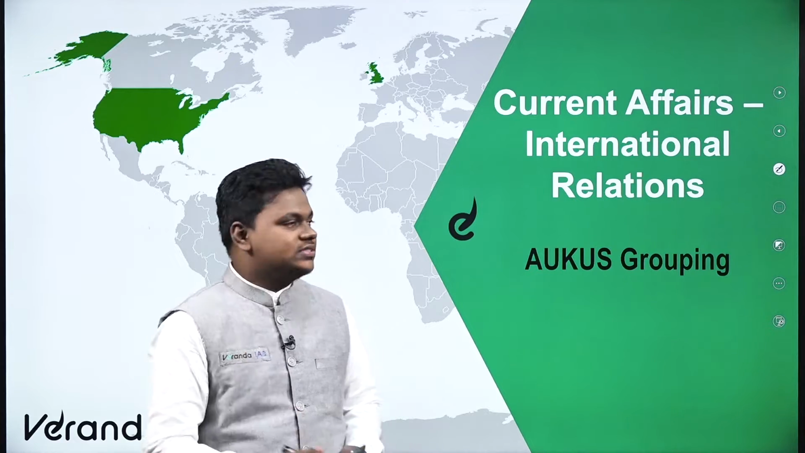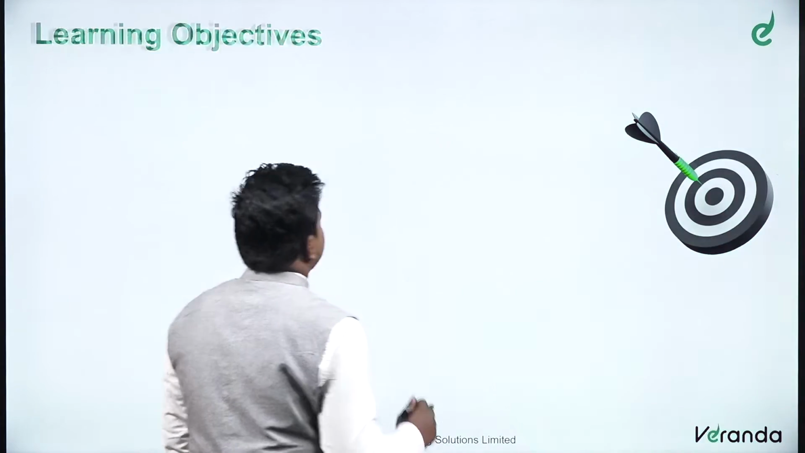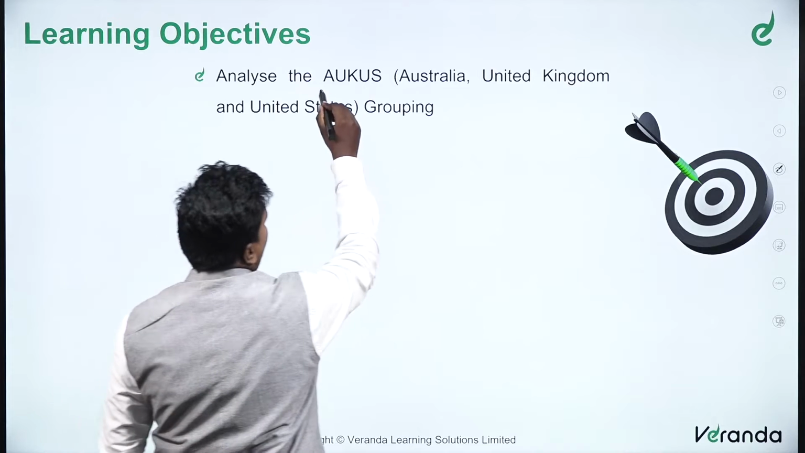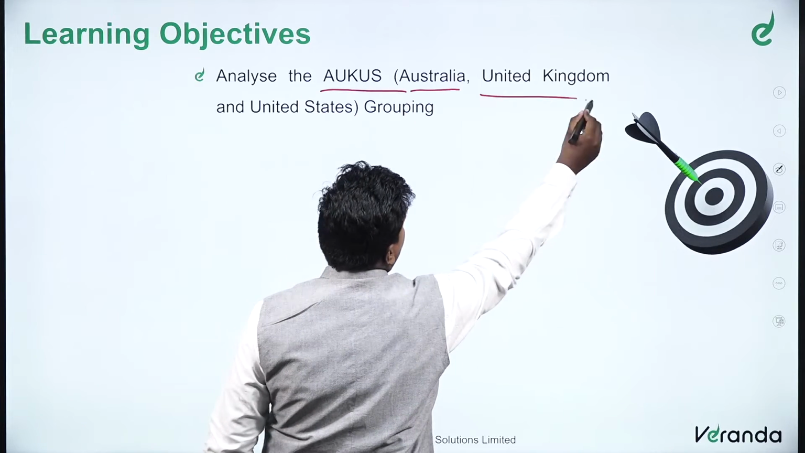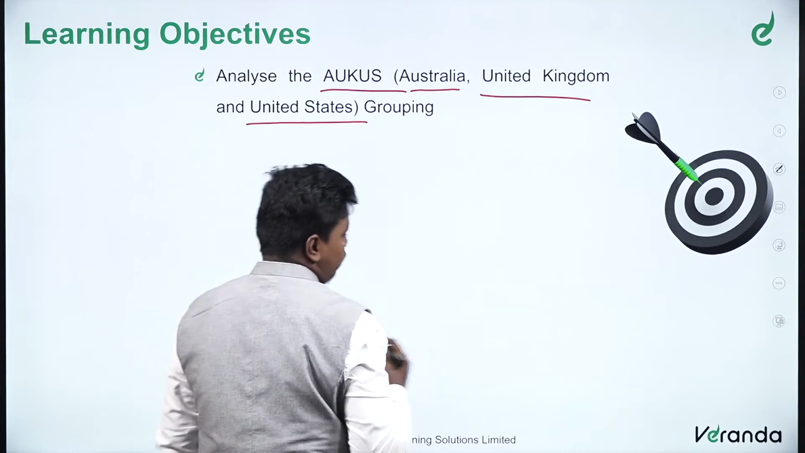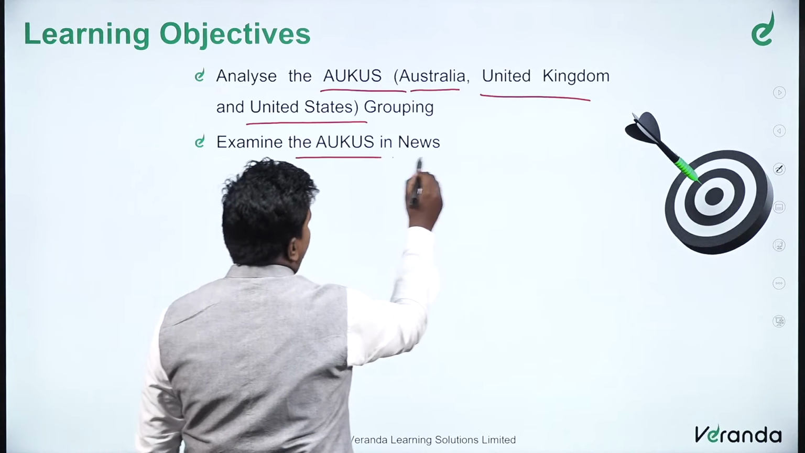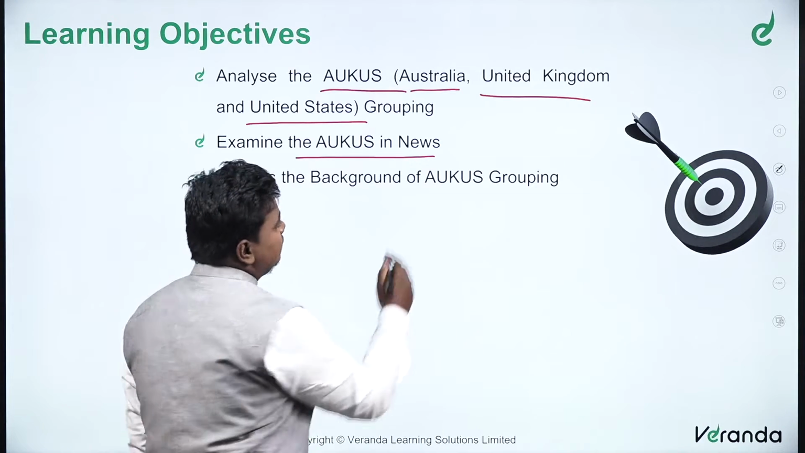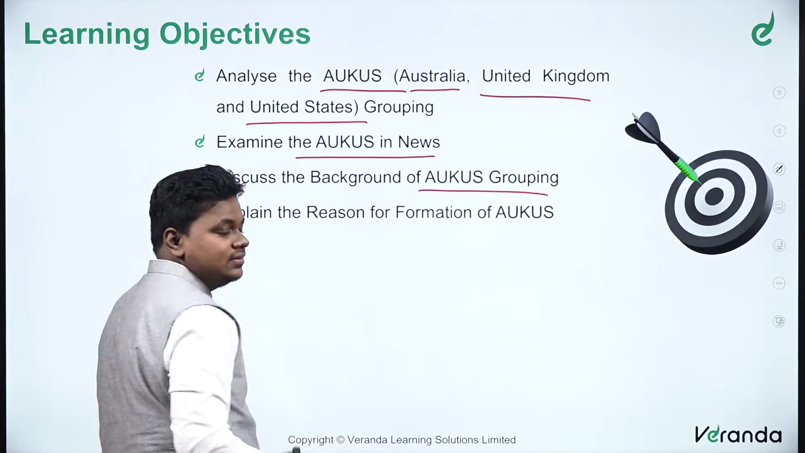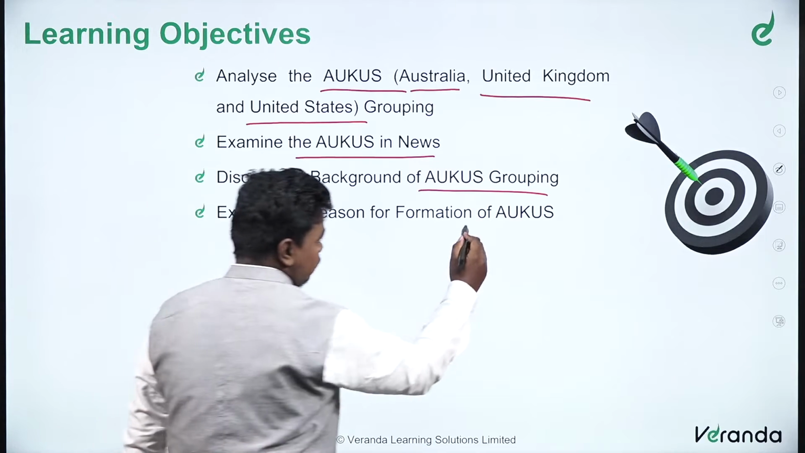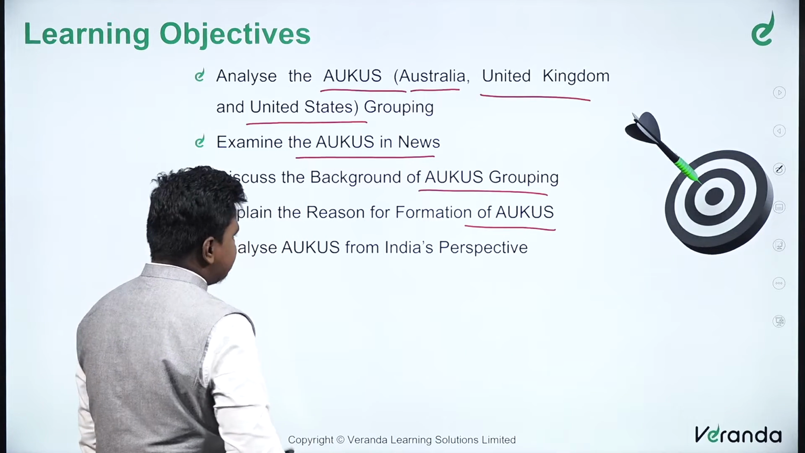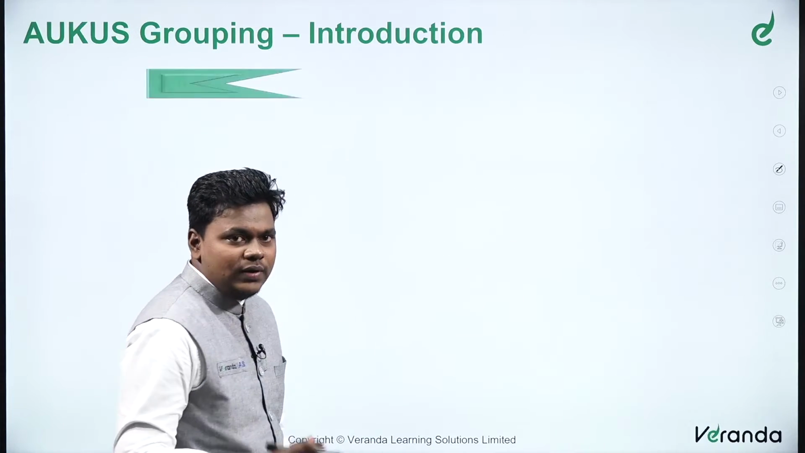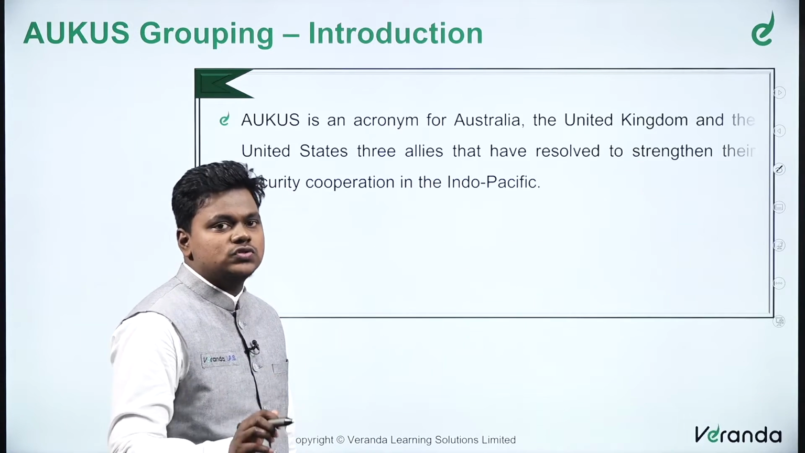In today's current affairs session in the subject International Relations, we will be dealing with the topic AUKUS grouping. The learning objective of today's LU is to analyze the AUKUS, that is Australia, United Kingdom and United States grouping, to examine the AUKUS grouping which is in news, to discuss the background of this grouping, to explain the reason for formation of this group, and also to analyze AUKUS from India's own perspective. So let's move on and analyze this AUKUS grouping.